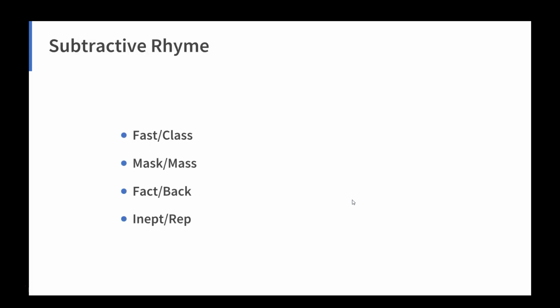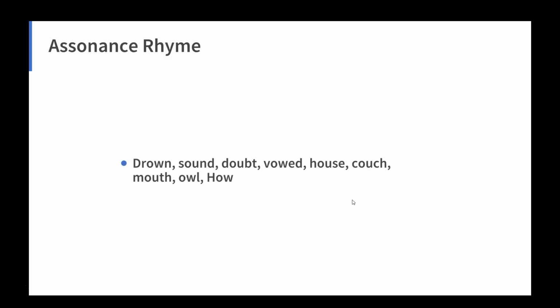And then you also have something called subtractive rhyme, where you take away the actual consonant on the end. So it would be fast, and then say it was class, or mask and mass, fact or back. Because instead of it being backed and fact, then you would just have back, but it still works, inept and rep. I think that makes sense. I'm moving through this because I think it's something that you can grasp pretty quickly, but it's important to know because it's going to build on the foundation of the next thing we're going to do.